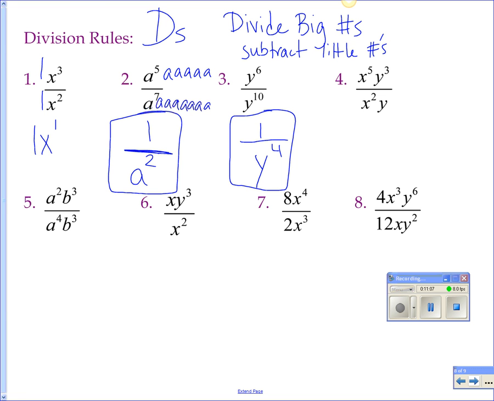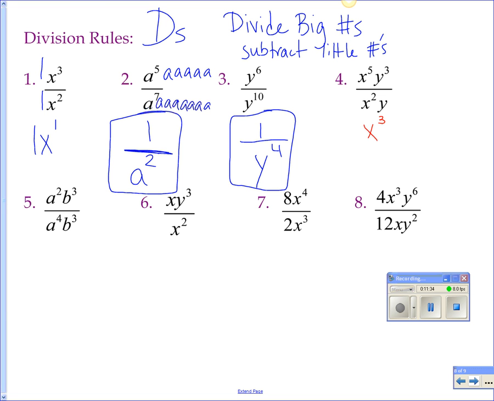All right, number 4. I do the X's and Y's separately. 5 and 2 are little numbers. It says subtract the little number. So 5 minus 2 is what? 3. Now, do I have more X's on top or more X's on the bottom? On the top. So I can just write X to the 3rd like normal. X to the 3rd like normal.